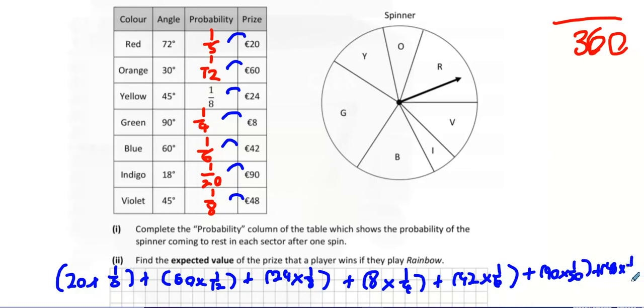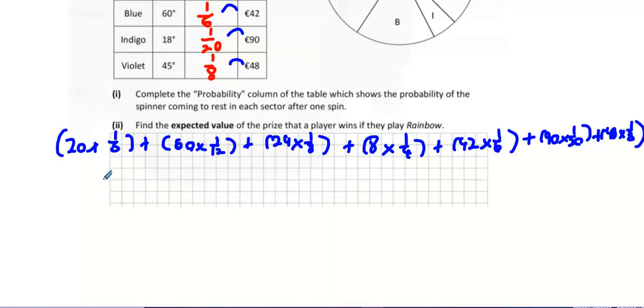Now I could type all that into the calculator, but that'd take me quite a while, so I'm just going to shorten this down for myself. That's €4. 60 by 12 is €5. 24 by an 8 is €3. 8 by 1/4 is €2. 42 times a 6 is €7. 90 times a 20th I think is €4.50. And 48 times an 8 is €6.